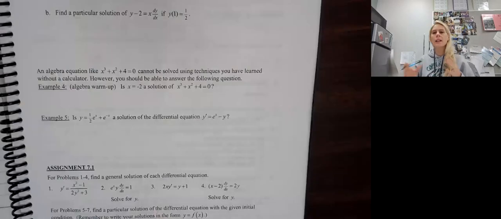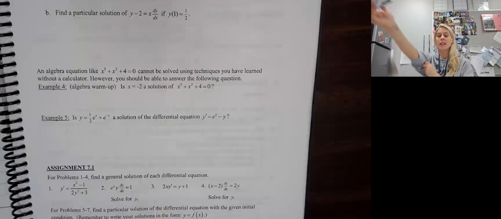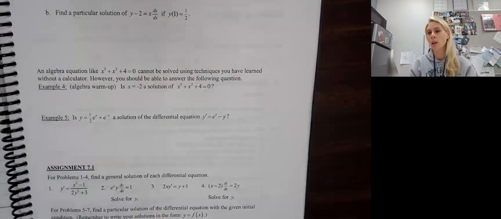Hey guys, so this is kind of a part 2 of 7.1. We're going to just add in some algebra stuff to this section. So an algebra equation like x cubed plus x squared plus 4 equals 0 cannot be solved using techniques we learned without a calculator. However, you should be able to answer the following questions.